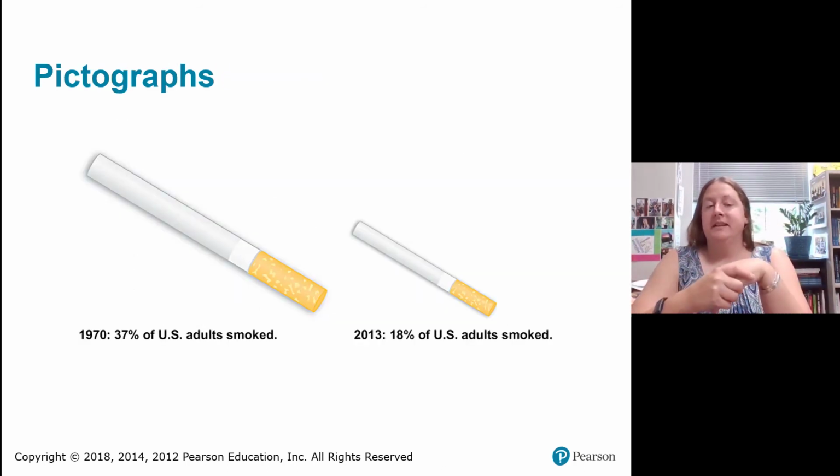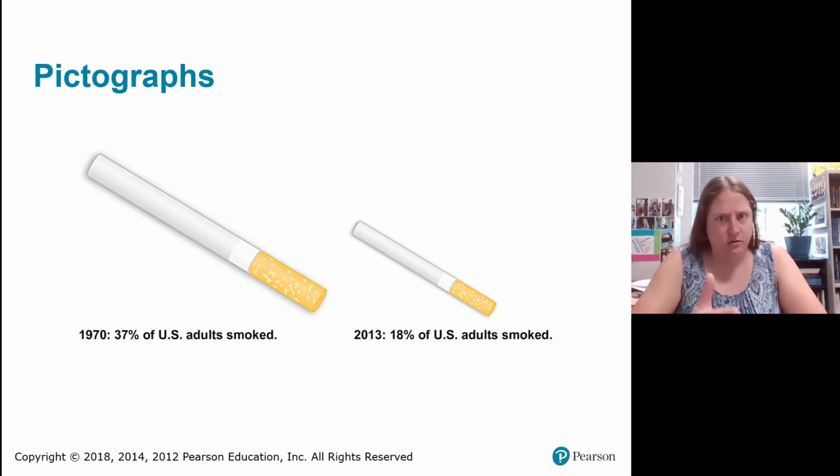Here's an example of that happening. Again, use an object that pulls at heartstrings. We want to tell people about how many people are smoking, so we use a cigarette. In 1970, 37% of US adults smoked, and in 2013, only 18% of US adults smoked. That difference is about half.